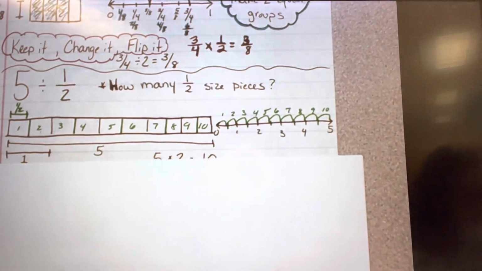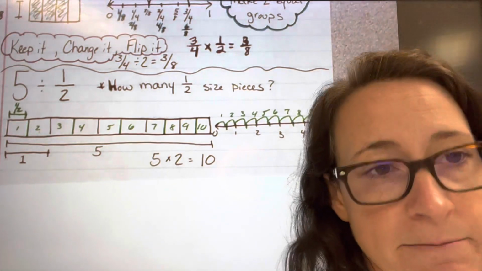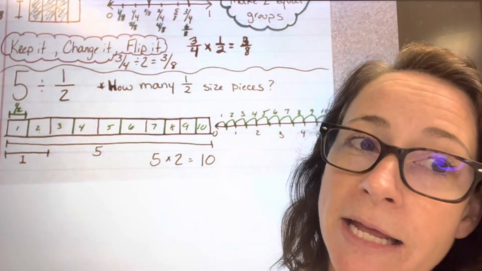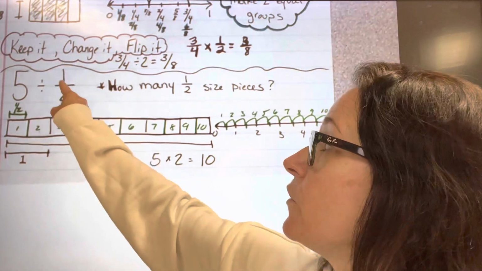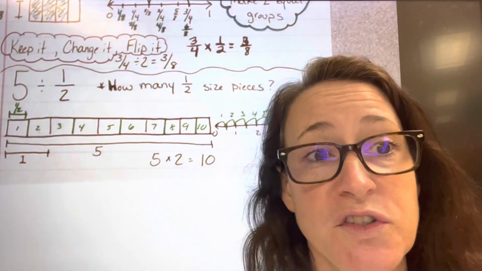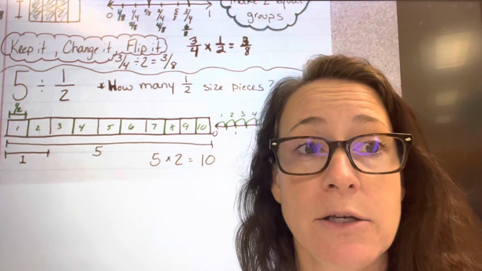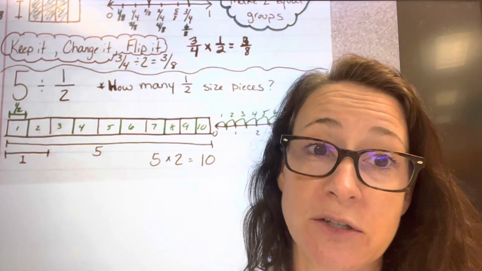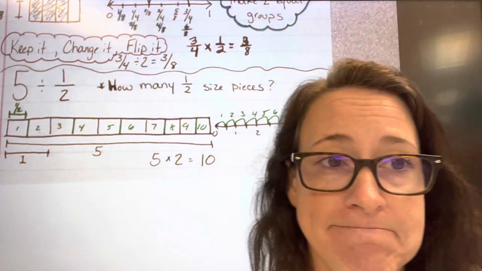And then of course, we have our keep it, change it, flip it. So you take your dividend and you multiply it by the reciprocal of the divisor. So if your divisor was 1/2, you would flip it and that becomes the reciprocal, which is 2/1, which when your denominator is 1, it's really just 2. It's a whole number. So I multiplied 5 times 2 and I got 10.